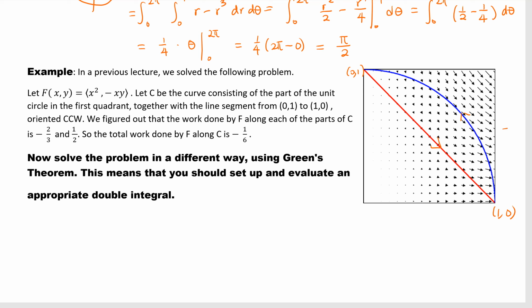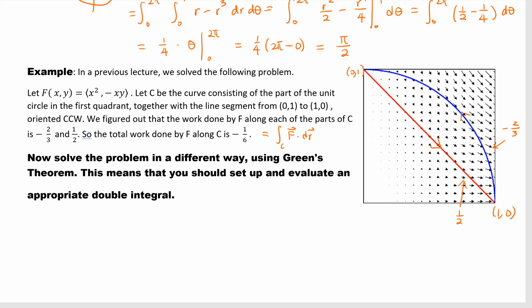And we figured out the work done by F along each of the parts of C. On the blue curve, the work done is minus 2/3. And on the red curve, the work done is 1/2. So the total work done by F along C, we add them together, we get minus 1/6. Okay, and we were calculating using the line integral, right?